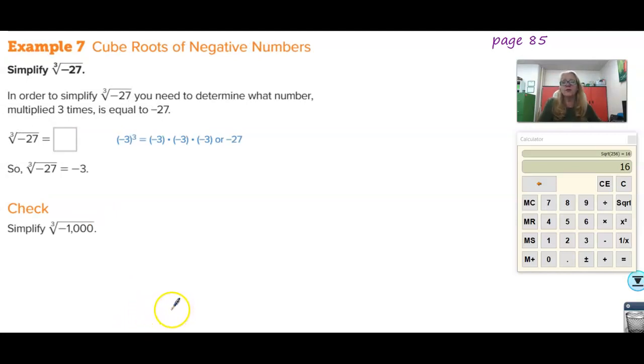Okay. The cube root of negative 27 is negative 3. Because negative 3 times negative 3 times negative 3 is negative 27. So the cube root of negative 1,000 would be negative 10, because negative 10 times negative 10 times negative 10 is negative 1,000. So this is equal to negative 10. Okay.